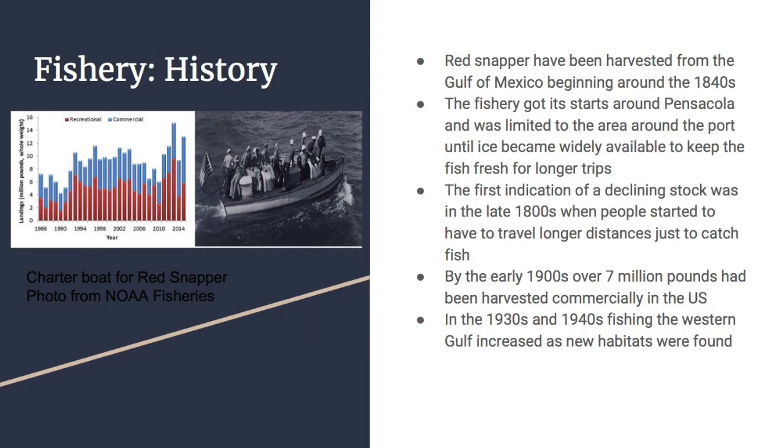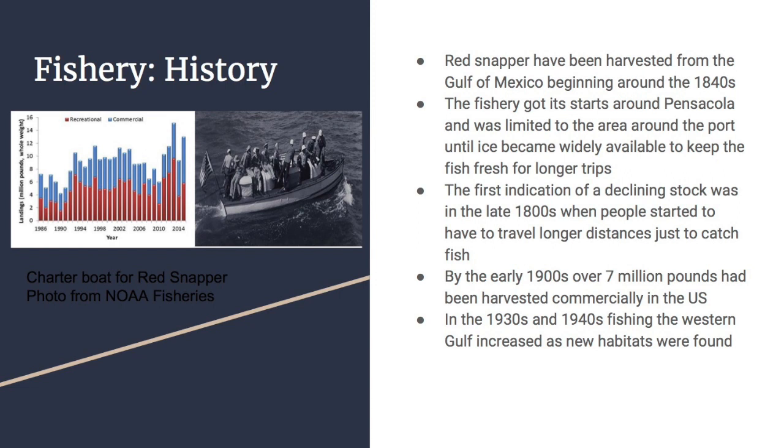Red snapper have been harvested from the Gulf of Mexico beginning around the 1840s. The fishery got its start around Pensacola, but was limited to the area around the port until ice became widely available to keep the fish fresh for longer trips. The first indication of a declining stock was in the late 1800s, when people had to travel longer distances just to catch the same fish.